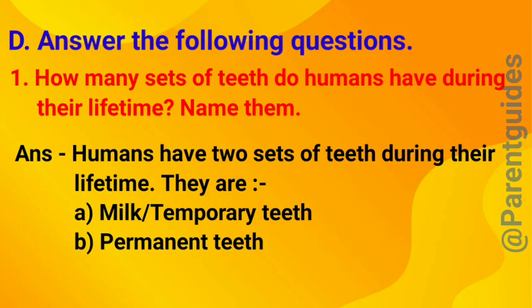D. Answer the following questions. 1. How many sets of teeth do humans have during their lifetime? Name them. Answer. Humans have 2 sets of teeth during their lifetime. They are A. Milk or temporary teeth. B. Permanent teeth.